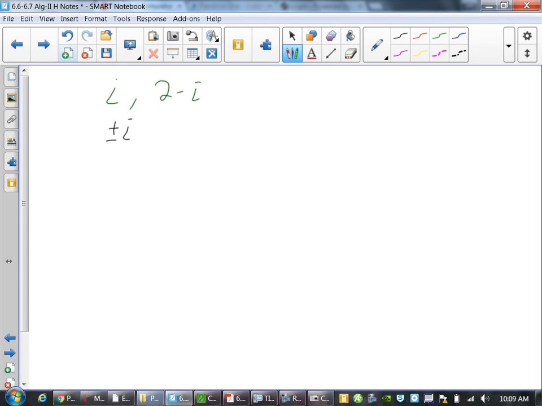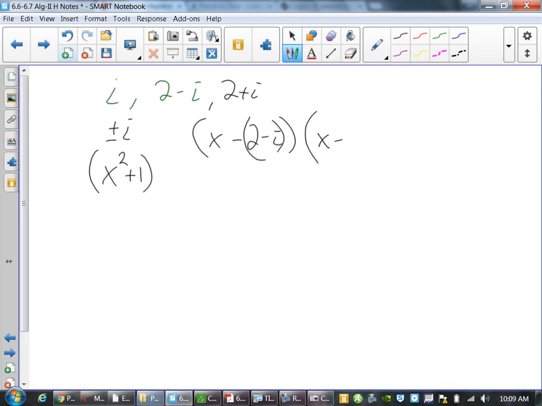X squared plus 1 is what I was looking for. The term that gives you the i values as zeros is always going to be x squared plus 1. That has to be. Okay. That one's easy once you see that one. The other one, remember, if you have 2 minus i, you have to have 2 plus i. So you write it out. You have x minus 2 minus i. Oops, got my parentheses. x minus 2 plus i. Distribute the negative and rewrite.